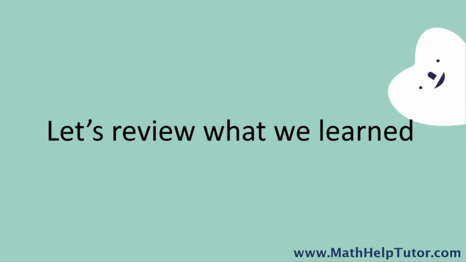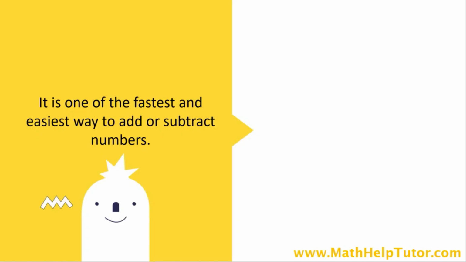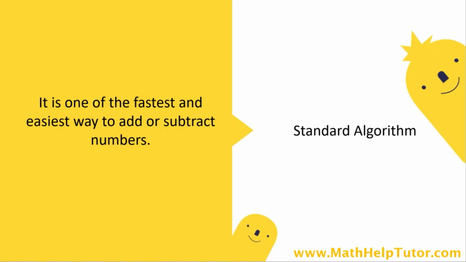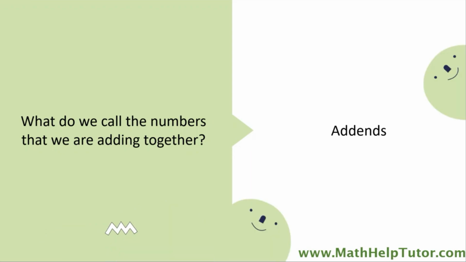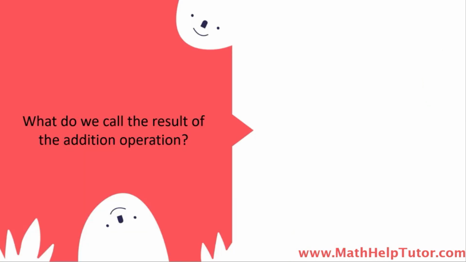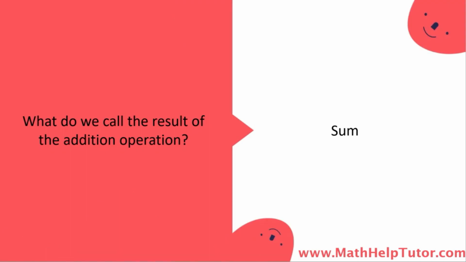Now let's review what we have learned. You can pause the video if you need more time to answer the questions. Let's begin. It is one of the fastest and easiest way to add or subtract numbers. That's the standard algorithm. The standard algorithm is one of the fastest and easiest way to add or subtract numbers. What do we call the numbers that we are adding together? They're called addends. Addends are what we call numbers that we are adding together. What do we call the result of the addition operation? It's called the sum. Sum is what we call the result of the addition operation.